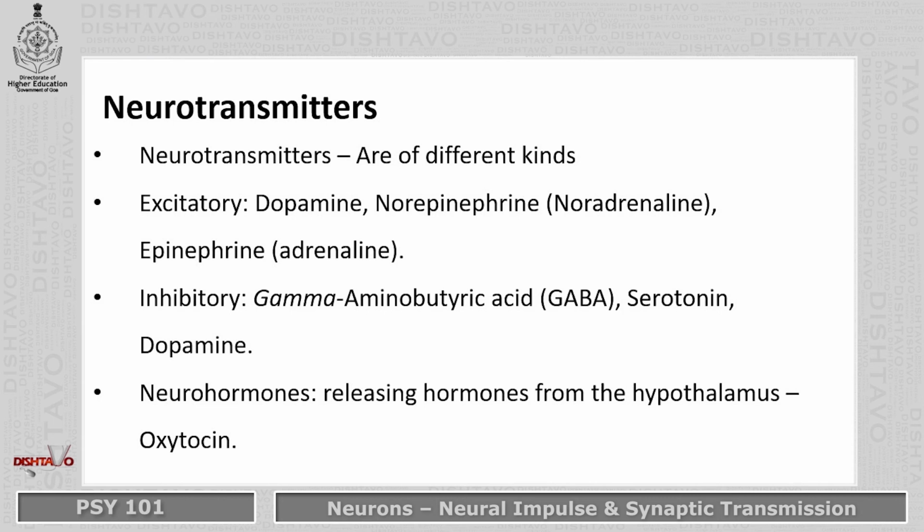These neurotransmitters are responsible for calming the body. So, when a threatening situation has reduced or when it has been eliminated, these are the neurotransmitters that are secreted to calm your body down. You have neurohormones as well, which are responsible for releasing hormones from the hypothalamus, for example, oxytocin.